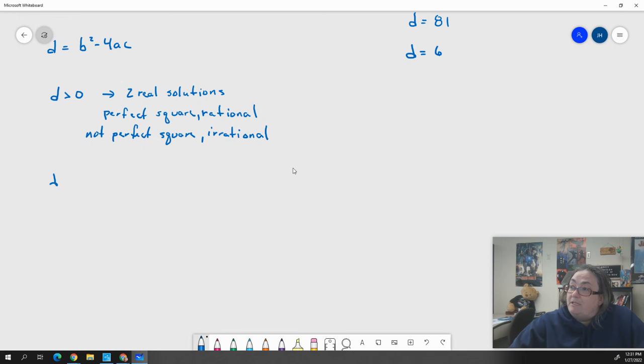If the discriminant is equal to 0, we wind up with one solution, and it is real and rational. One real, rational solution.